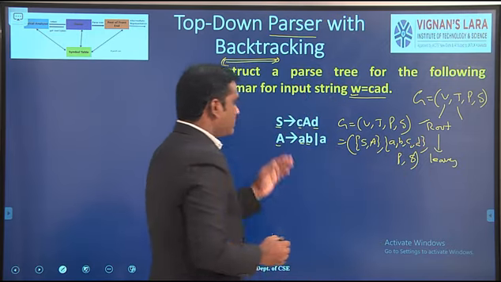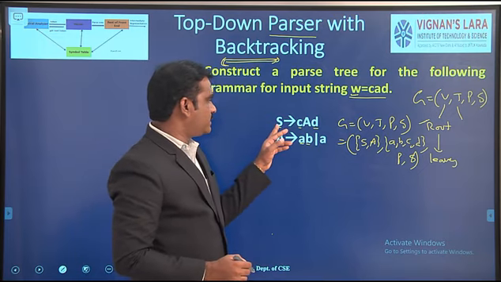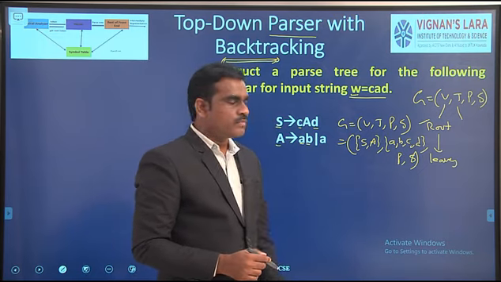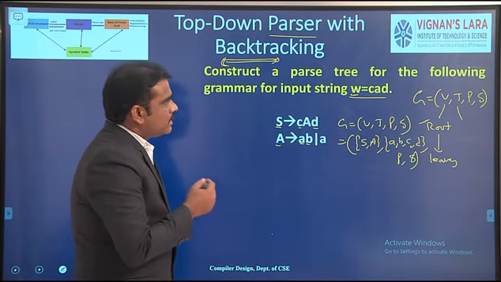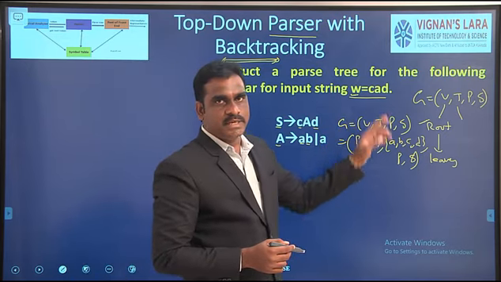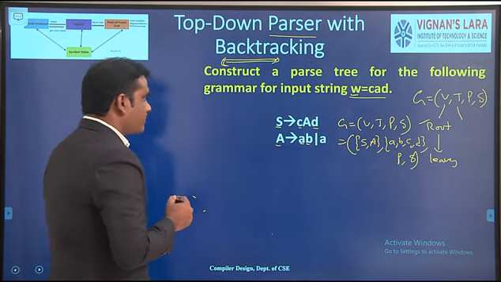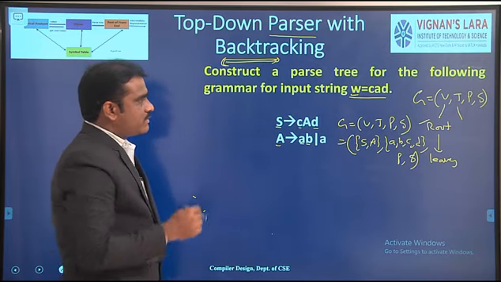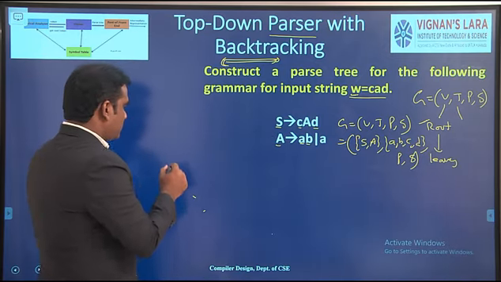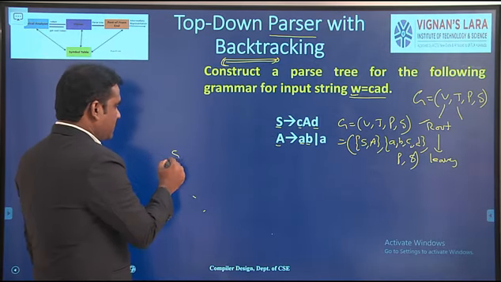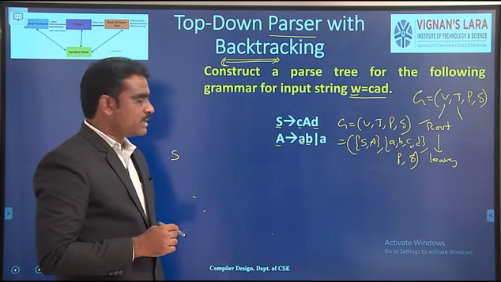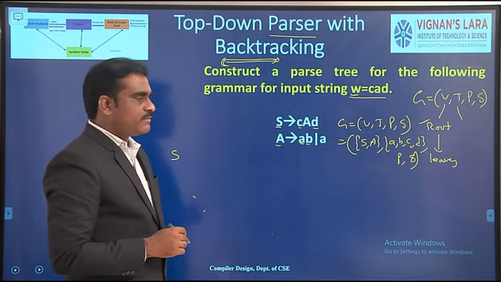And P means these are the productions, and the starting symbol of the grammar is S. Now we want to derive the string CAD. Now start the tree. It starts with the starting symbol of the grammar, S. What is the first option?